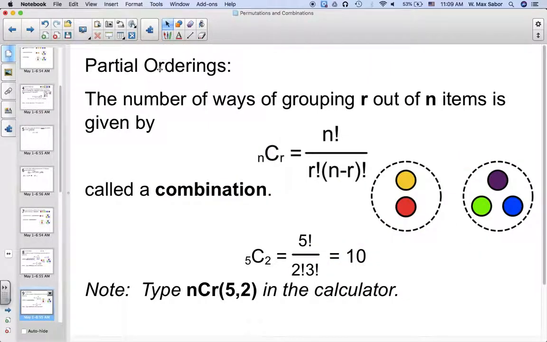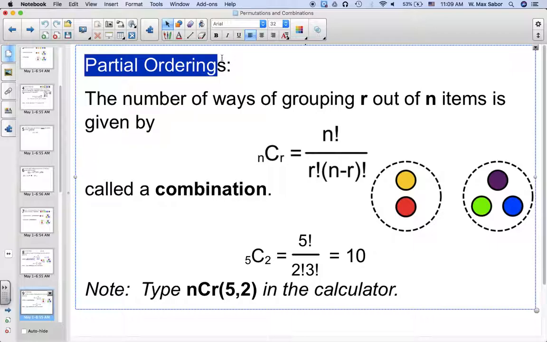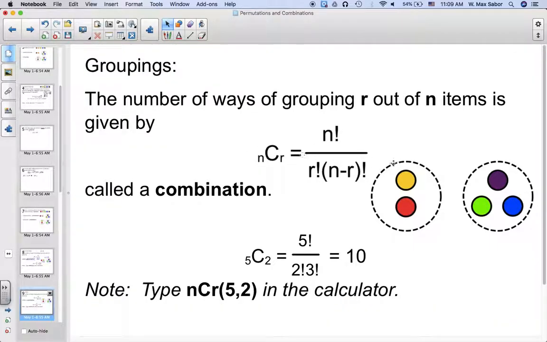And then for groupings, the number of ways of grouping r out of n items is given by n choose r, or nCr, which is n factorial over r factorial times n minus r factorial. This is called the combination.